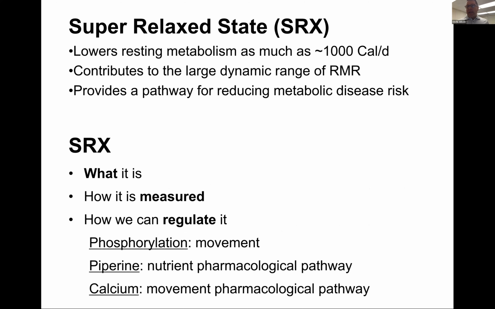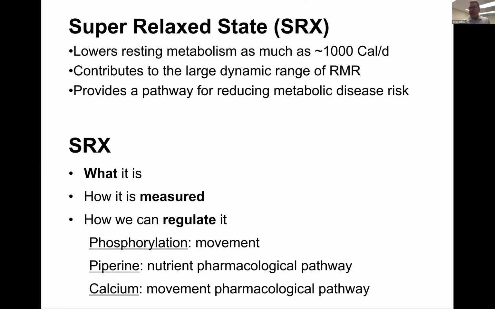The superrelaxed state of skeletal muscle lowers resting metabolism by as much as 1,000 calories per day, contributing to the very large dynamic range of resting metabolic rate, and therefore provides us a pathway for increasing metabolism, thereby reducing metabolic disease risk significantly. So what is it? How is it measured? And how can we regulate it?